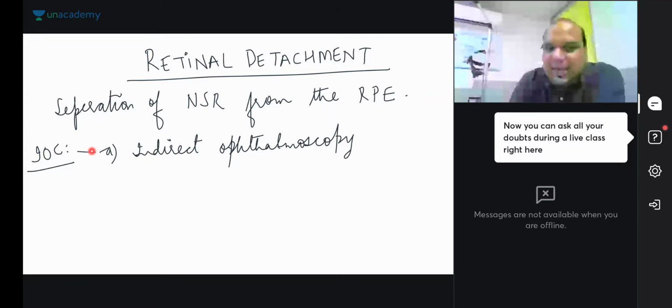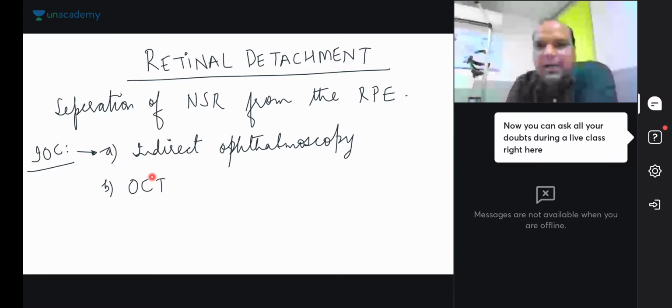But which other investigation can be used, guys? The other investigation which can be used, obviously, is OCT. Yes, obviously we can use OCT to be able to see retinal detachment. There is no denying it. We can also use a B-scan.